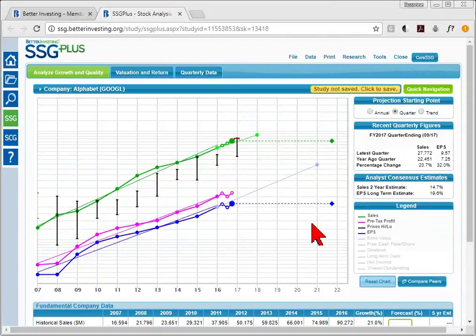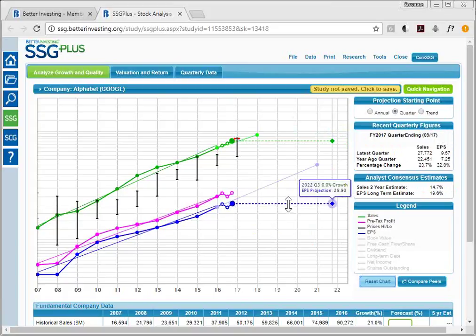I'm going to move down a little bit. Well, I'm going to point out these are the recent quarterly figures for the company when they reported in September. So this date here tells us when they reported. I am going to circle back to that a little bit later.